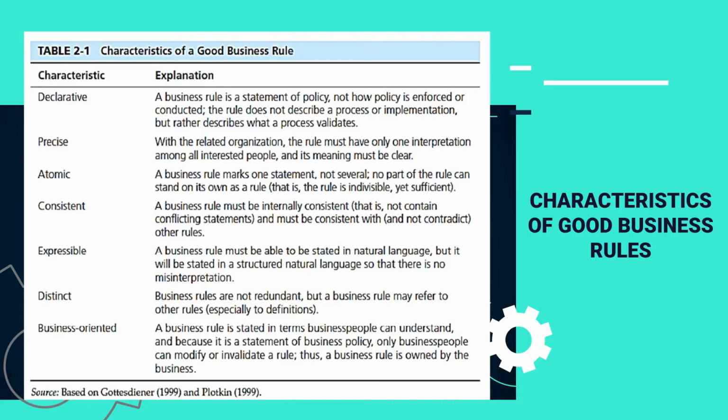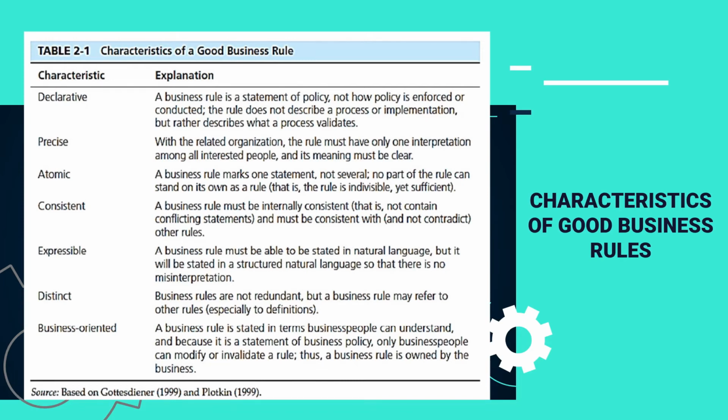These are the characteristics of good business rules. First is declarative. A business rule is a statement of policy, not how policy is enforced or conducted. Next, it should be precise. Within the related organization, the rule must have only one interpretation among all interested people, and its meaning must be clear. Next is atomic. A business rule makes one statement, not several. It should be consistent. A business rule must be internally consistent and not contain conflicting statements, and it should not contradict other rules.